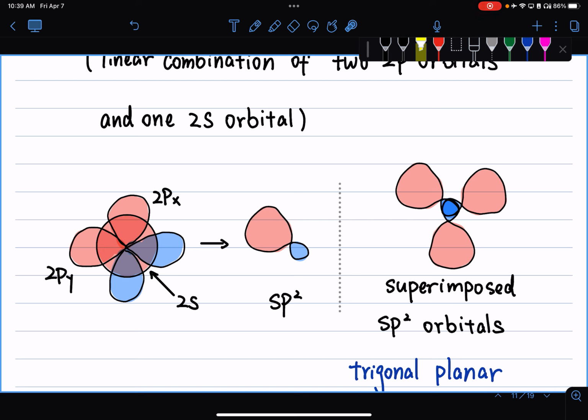That's for the sp2 hybridized atomic orbital. Typically, we observe that with trigonal planar geometry. So one easy way to get an idea about what the hybridization is, you check the steric number of the atom of interest. Steric number equals 2, that's sp. Steric number equals 3, that's hinting sp2. Steric number equals 4, that's hinting sp3.